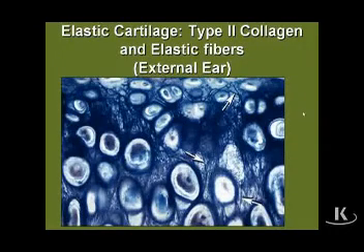The next slide shows an illustration of elastic cartilage. Elastic cartilage also consists of type 2 collagen, but has a significant component of elastic fibers. And probably the best known location of elastic cartilage is the cartilage associated with the external ear, forming the pinna.